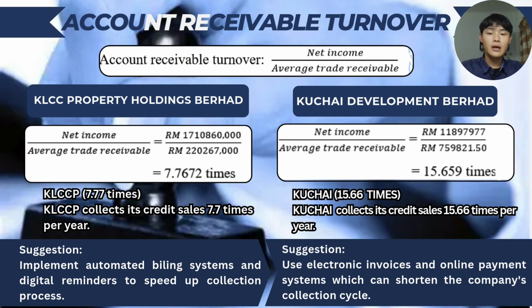For Kuchai, its account receivable turnover is 15.66 times. This means Kuchai collects its credit sales 15.66 times per year. This ratio is high because the average receivable is small compared to the net sales. This shows that Kuchai is efficient at collecting payment from its customers and has a low level of outstanding receivables. To improve the account receivable turnover, Kuchai can use electronic invoices and an online payment system, which can shorten the company's collection cycle. Overall, KLCCP is much slower in collection, while Kuchai Development looks more effective in converting credit sales into cash.